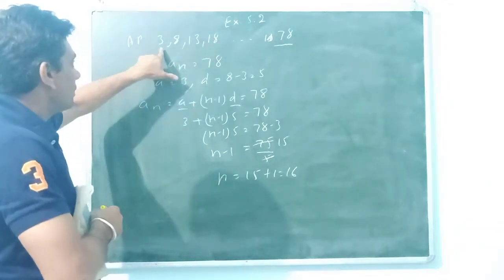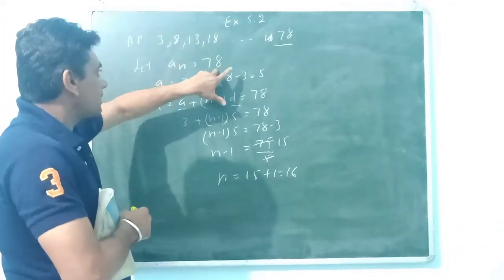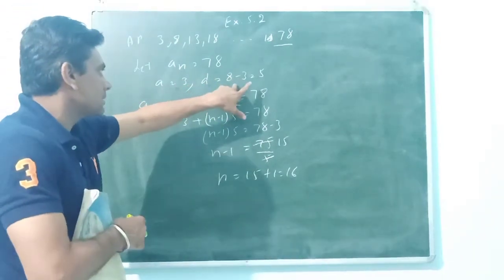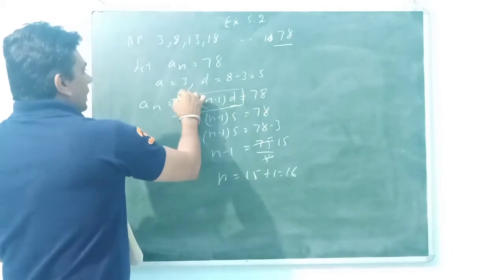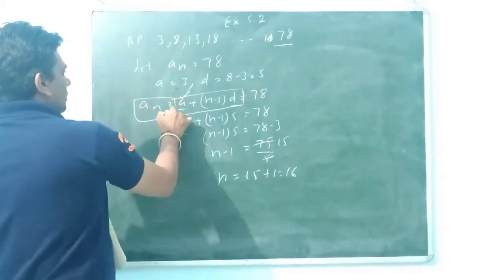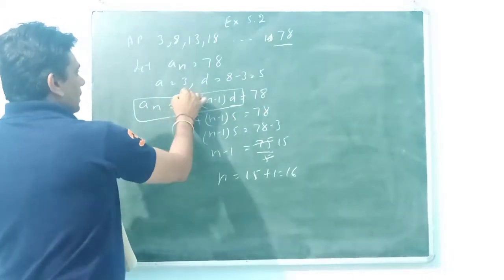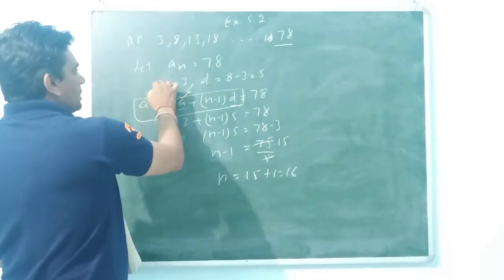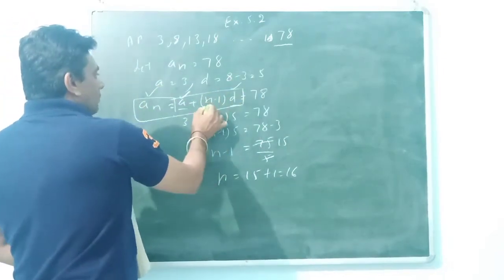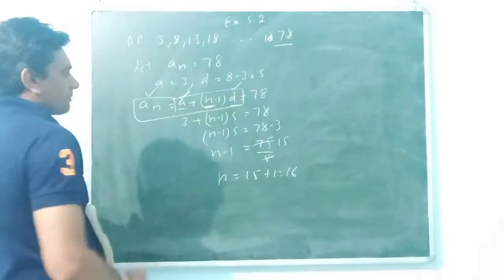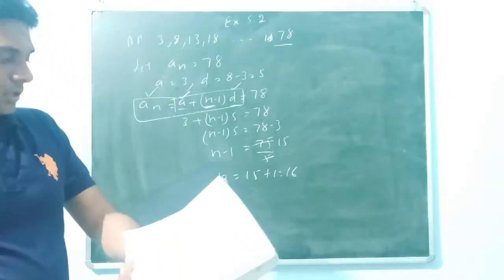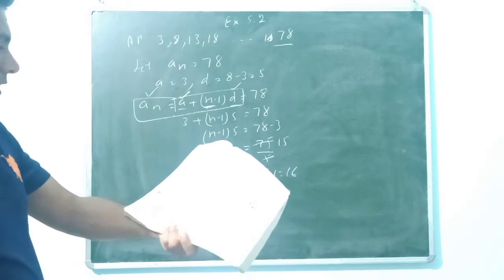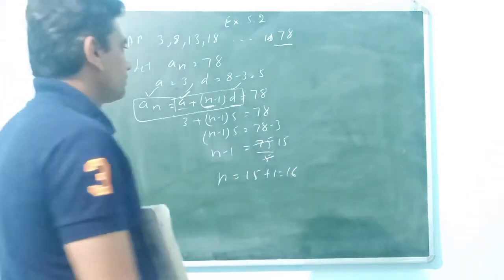From this AP we have found that an is 78, A is this and D is this. Again from these, A is given, an is given, D is given. We have to find this A, like in question number 1, 3, question number 5.